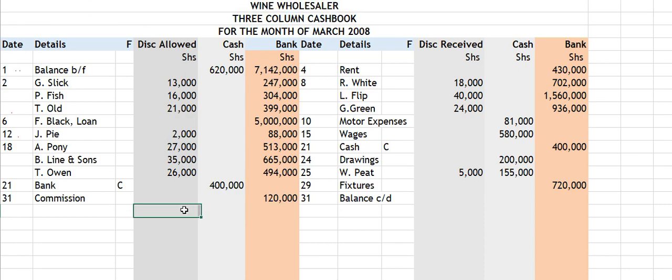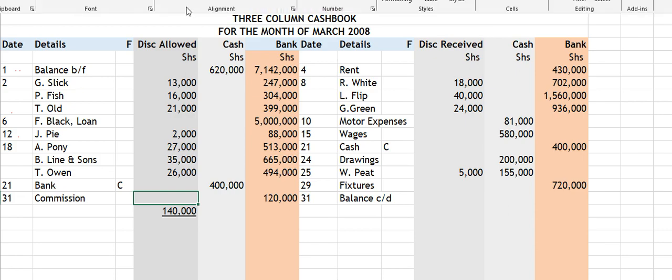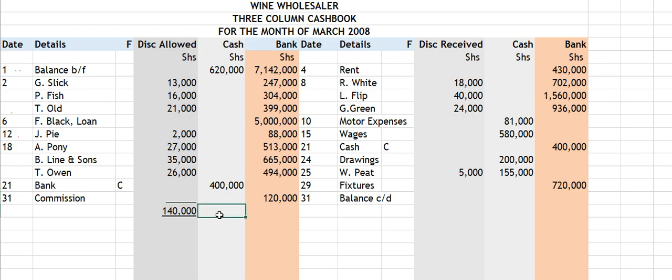We are going to sum up. So you add the discount allowed and put the total. My discount allowed total is 140,000. That is our total. Then I also sum up the total cash.